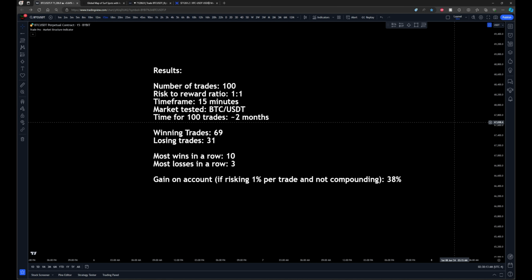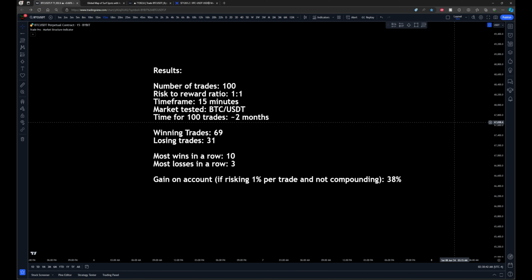All right, here are the results after the 100 backtested trades. So let's cover it. This was tested 100 times using a 1-to-1 risk to reward ratio on a 15-minute time frame of Bitcoin against US dollar. And it took about 2 months of price data to find those 100 trades. Out of those 100, there were 69 winning trades, 31 losing trades. So a 69% win rate with a 1-to-1 is very good.